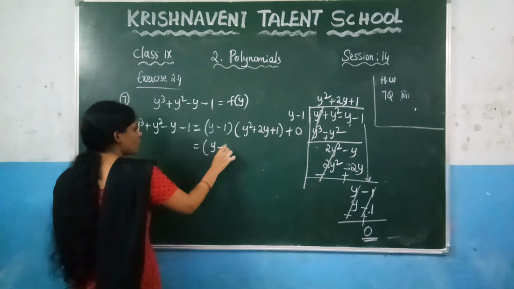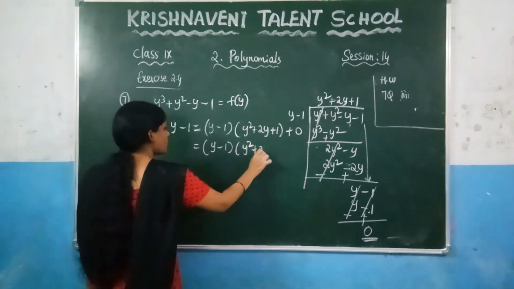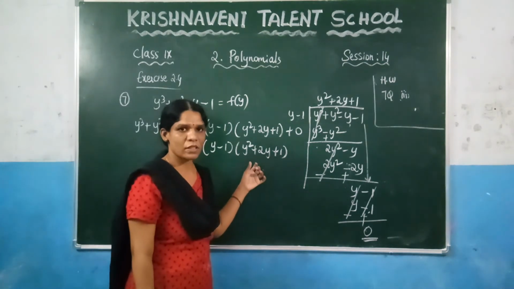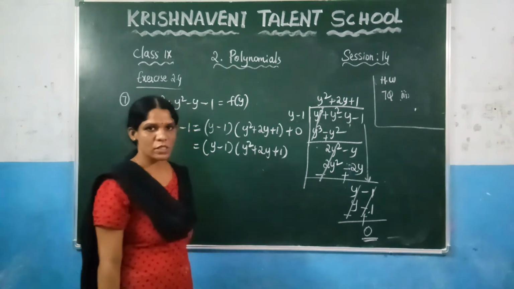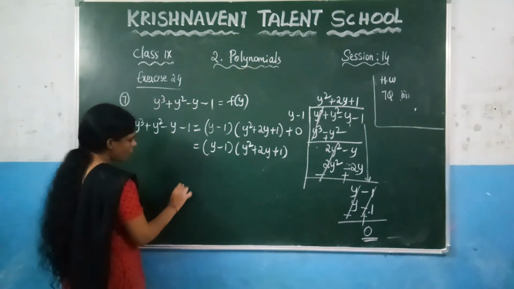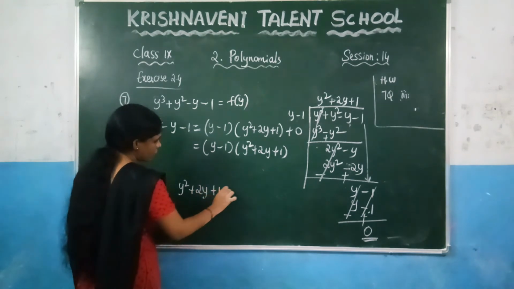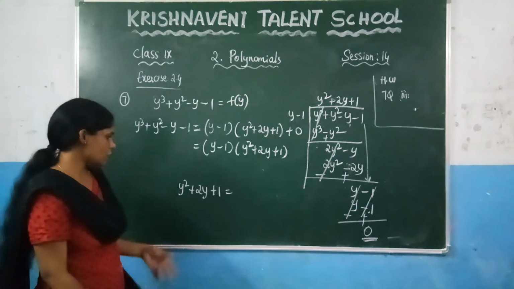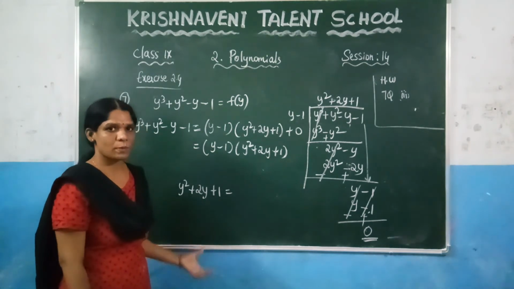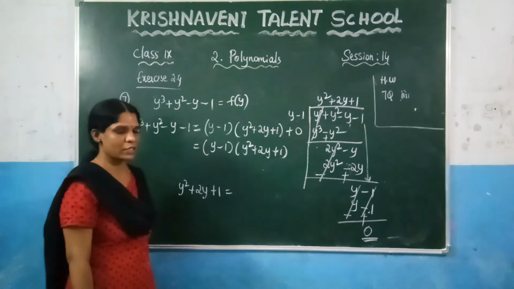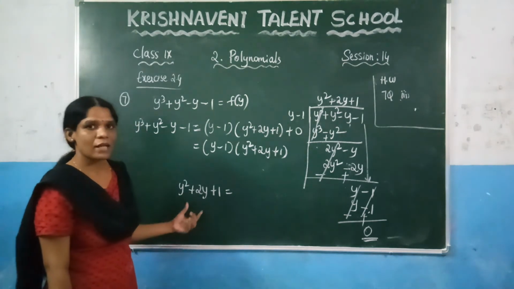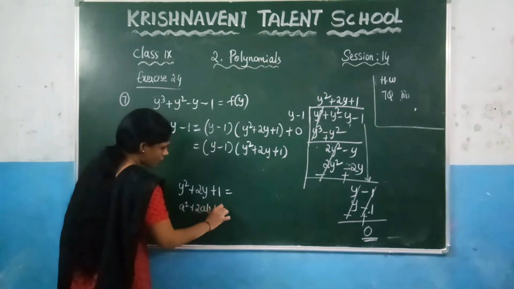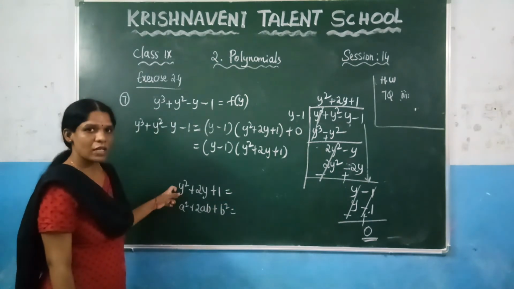So here y minus 1 into y square plus 2y plus 1. Here again you need to split this one into two linear polynomials. How do you split here? Take that one, which is y square plus 2y plus 1. Here clearly you can observe that it is in the form of one identity. Here you can observe that there is no need to split this one. You can split also, you can do it. Both methods we can do here. It is in the form of the identity a square plus 2ab plus b square. Here you can observe that the a value is y.